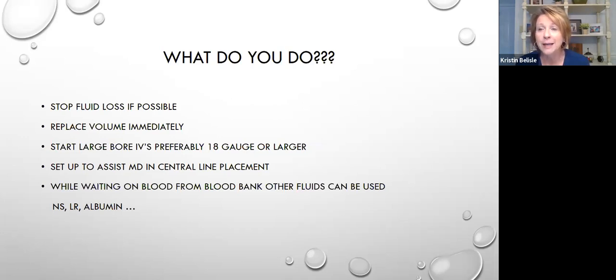In hypovolemic shock, I always want to bring it back. We want to put a large bore IV, 18 gauge or larger, and if not, help to set up to put in a central line, which the physician would do, or practitioner now. While waiting on blood from the blood bank, there are other fluids that can be used. You can hang 0.9% normal saline. That is normal saline, 0.9%. You can hang LR, lactated Ringer's, or Ringer's lactate, you'll see sometimes. Albumin, and there are other volume expanders out there that you might get an order to use, but these are ones that you see quite a bit.